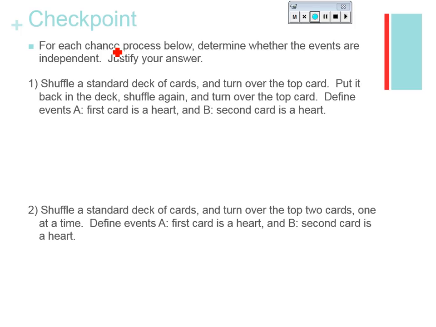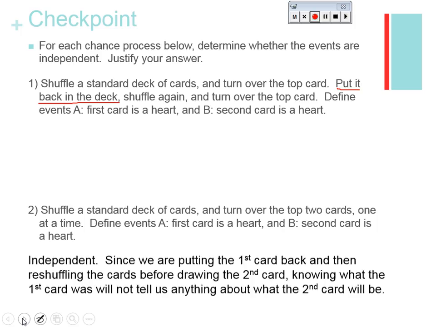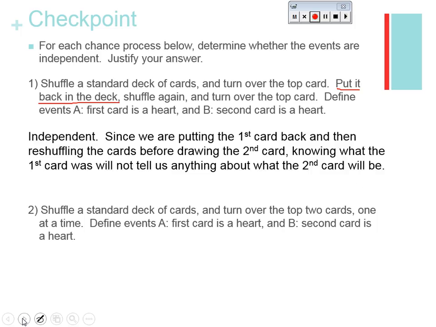So for question number 1, it says to shuffle a standard deck of cards and turn over the top card, put it back in the deck, and that's significant for when we're talking about independence, that you're putting it back in the deck. Shuffle again and turn over the top card. Define event A as the first card is a heart, and event B as the second card is a heart. So these events are independent, and the reason that they're independent is because since you're putting the first card back in the deck before you choose the second one, that basically makes the probabilities for each of those events both out of 52, since there's 52 cards in the deck for both of the draws there.